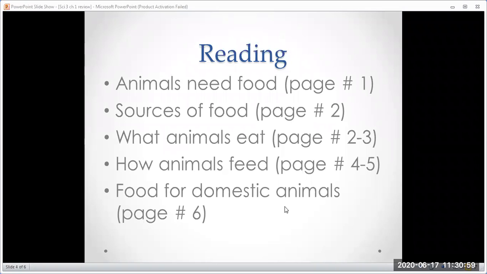Yes. The line which was written below the picture, read it.